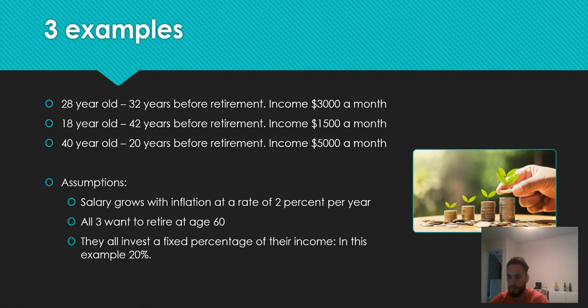We have some assumptions. We're going to assume that their salary will grow with inflation at a 2% rate per year. We are going to assume that these 3 people want to stop working at the same age of 60. And we are going to assume that they invest a fixed percentage of their income, which is 20% in this example, which is something I recommend in general.